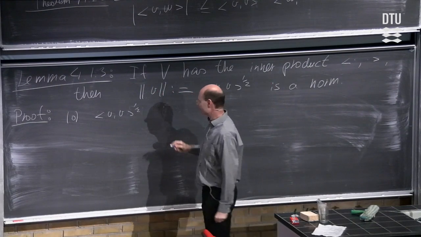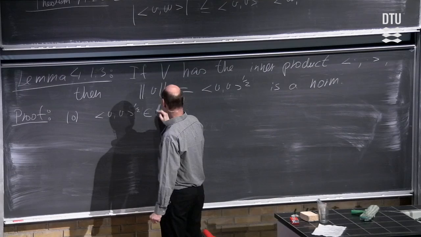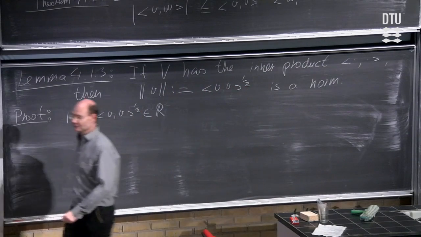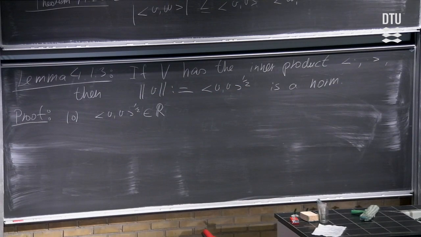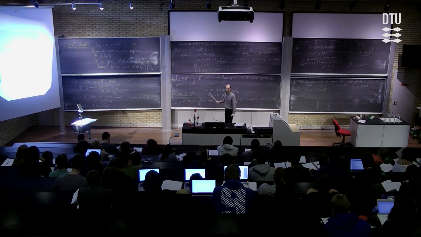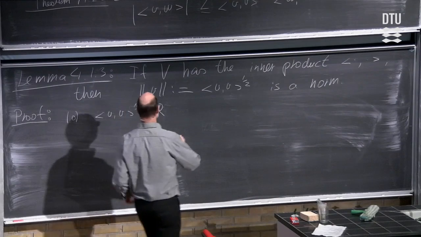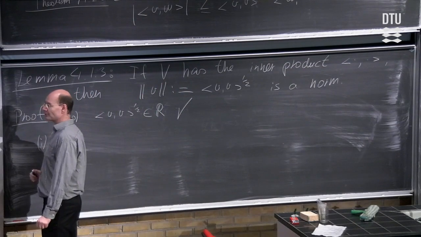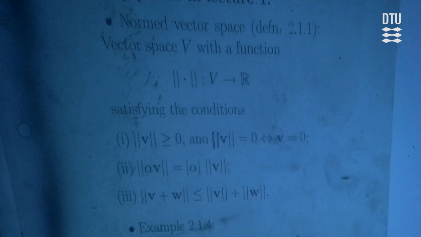and we need to check that this belongs to R. And the reason that this belongs to R is because this is the way we have defined it. You see, it is a positive number or maybe 0. So this is a consequence of 3. So this is okay. So let's go through the points 1, 2, and 3 here.